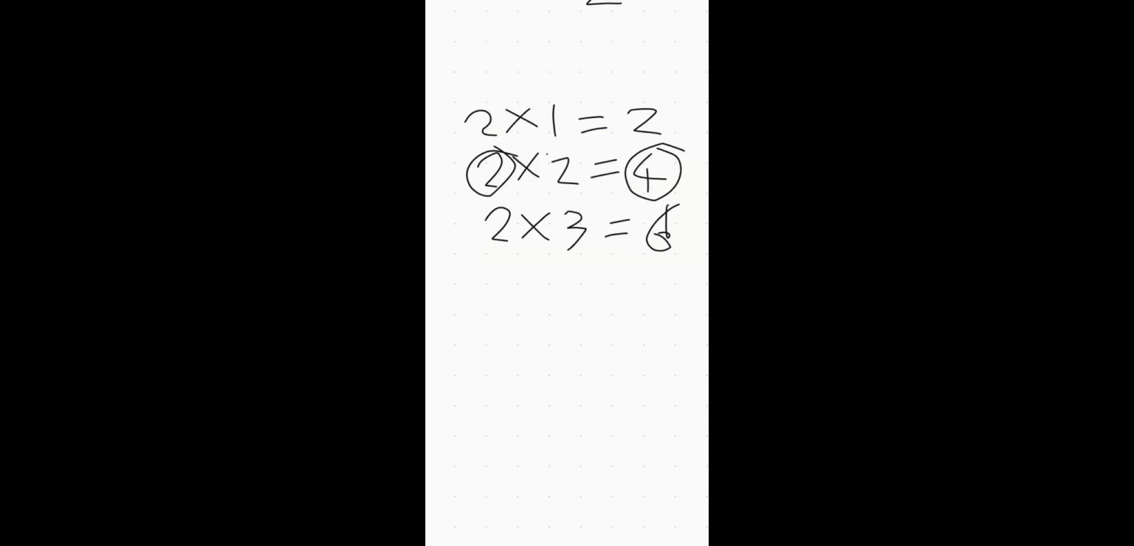Good. Now, same thing, we can say the same thing for 6. 6 is a multiple of 2 and what? And 3. All right. So 6 is a what? Multiple.